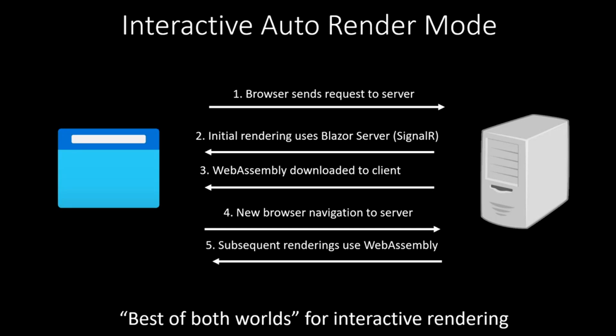I think the one thing that people don't always understand, though, when it comes to interactive auto render mode, is this all doesn't happen within the same request, right? You make the initial request. That initial request is rendered using Blazor Server, and then you have to actually make a subsequent navigation for the WebAssembly aspect to kick in. And so this is sometimes confusing if you're looking at your browser dev tools to see what's actually happening, and you'll think that it's not working as intended, but you actually have to make a subsequent navigation to actually see the effect of this.